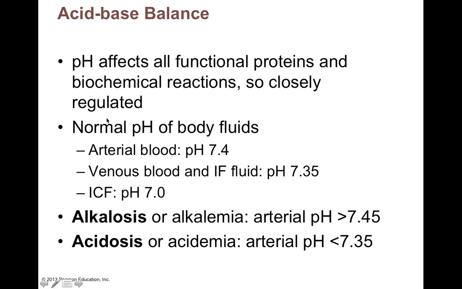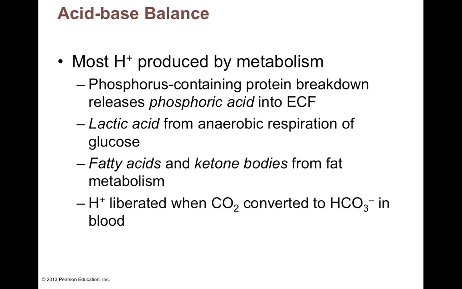However, that's much more acidic, you might say, than your blood pH. So that's just the way it is. Alkalosis refers to a blood pH above 7.45, and acidosis is below 7.35. The way we can maintain normal pH, you guys, is by three lines of defense. The first line of defense is chemical buffers.